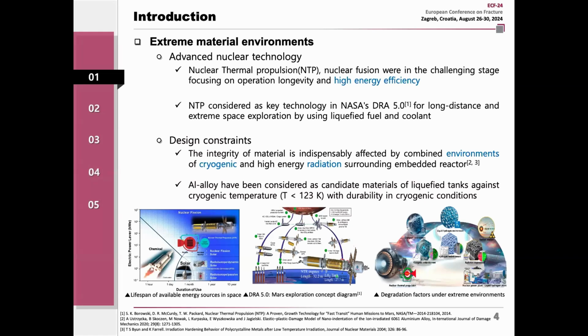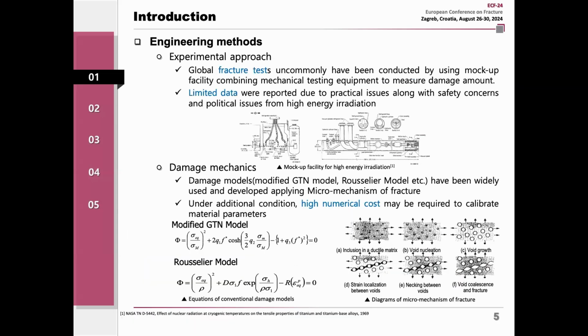So, although aluminum alloy has been considered as a candidate material for the nuclear tank because of its high ductility at cryogenic temperature, high irradiation may cause a reduction of ductility of aluminum alloys. To solve this problem, researchers mainly consider 2 types of approaches. First, the experimental approach, such as a test using a reactor possibly generating higher energy radiation. However, this method is time-consuming and requires a lot of money. So limited data were reported due to practical issues around safety concerns and particle issues from the high energy irradiation, especially in Korea.